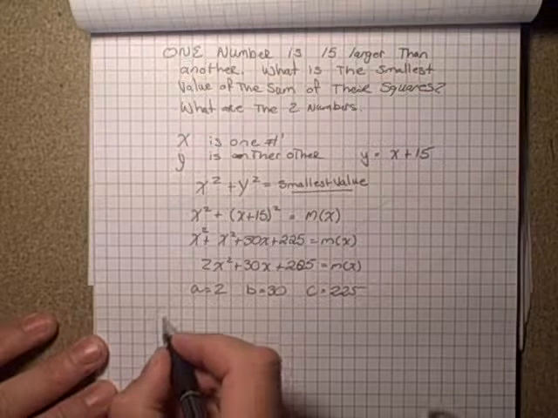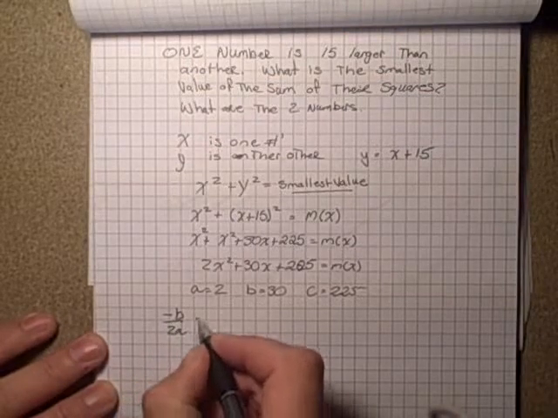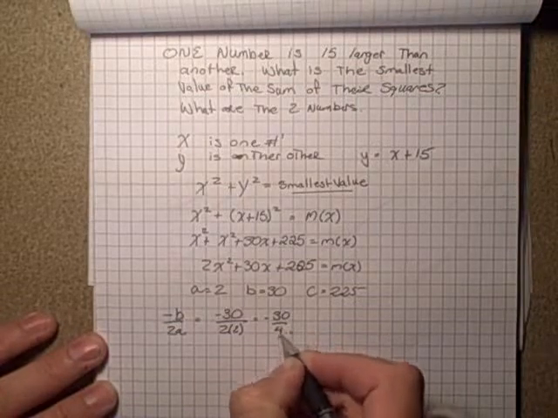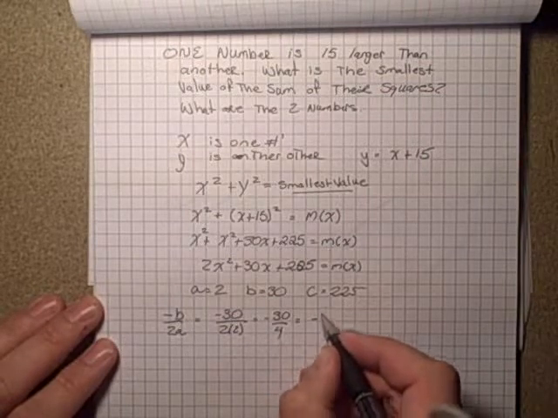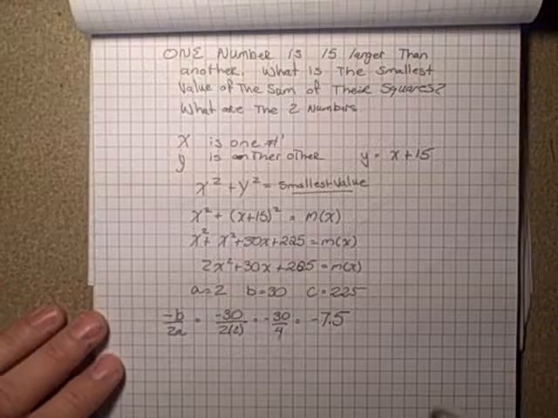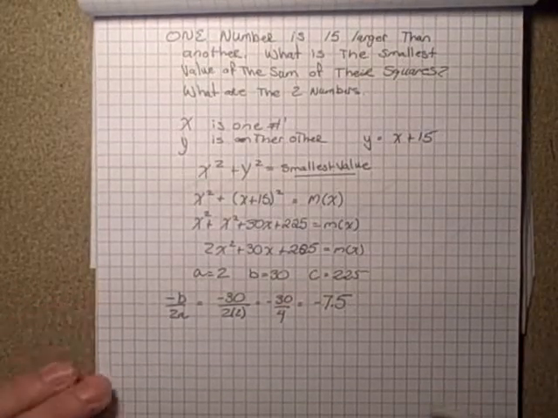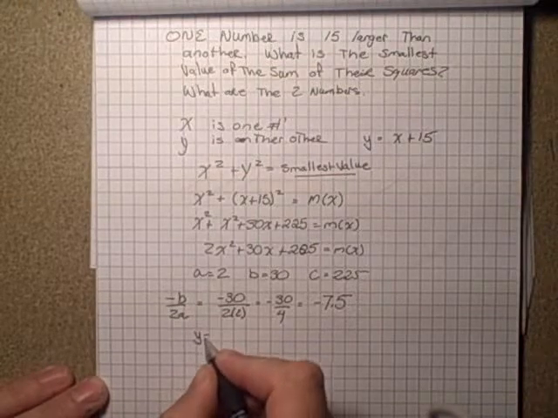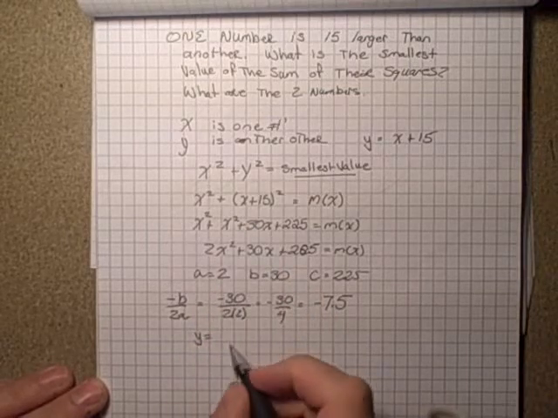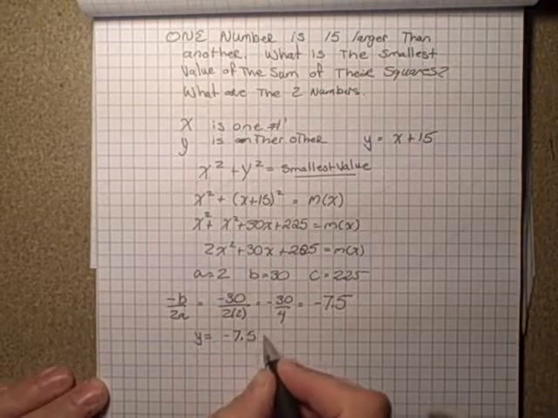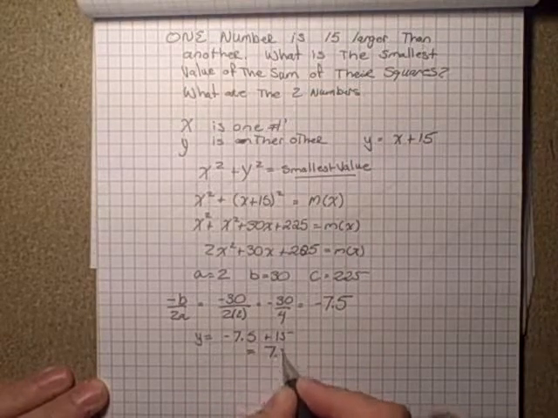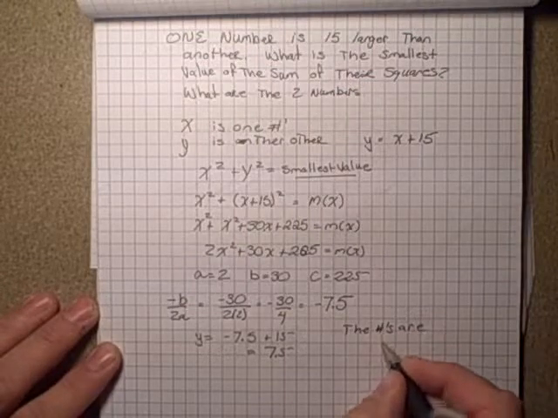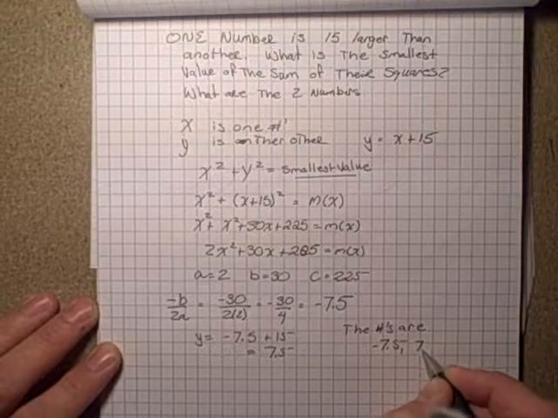So let's plug in. We've got minus b over 2a, which equals negative 30 over 2 times 2. So this would be negative 30 over 4. If we work that out, that's negative 7.5. So that's the x point, or one of the values. Now we can figure out the other one just by adding 15 to it. So that would be negative 7.5 plus 15, which equals 7.5 positive. So our two numbers are negative 7.5 and positive 7.5.